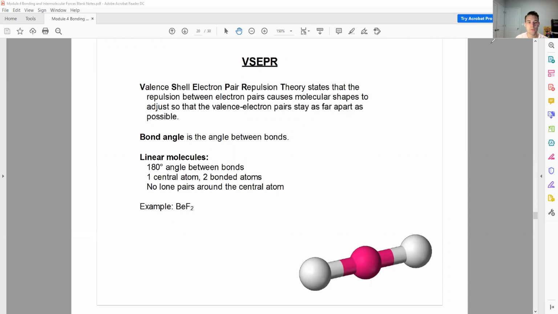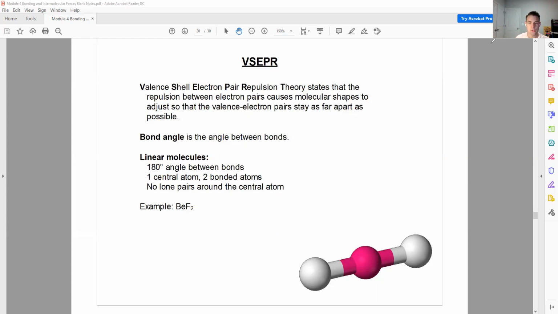So VSEPR stands for valence shell electron pair repulsion theory, and it states that the repulsion between electron pairs causes molecular shapes to adjust so that the valence electron pairs stay as far apart as possible. So basically, the bonds want to be as far apart as possible, and what does that is the lone pairs. And we're going to see examples of that. So the bond angle is just the angle between the bonds, which is something that you're going to have to know.